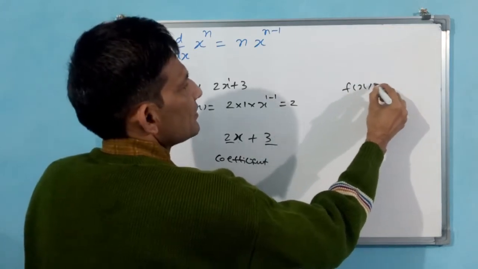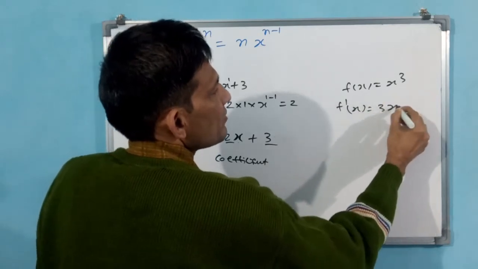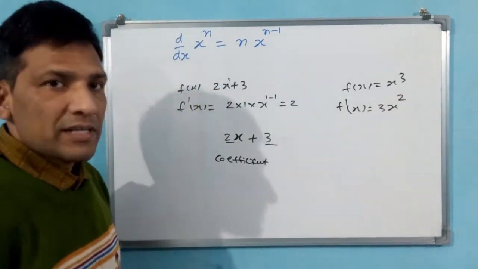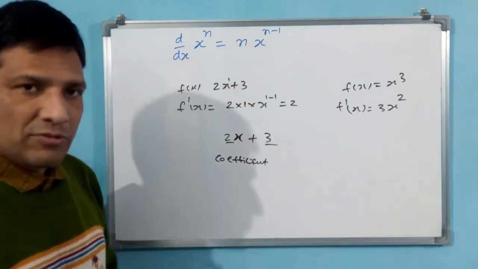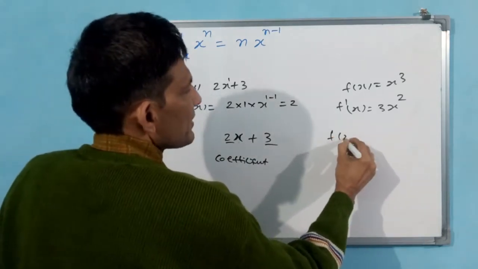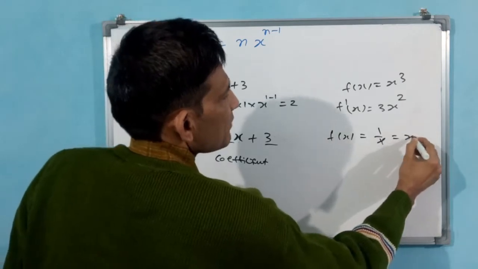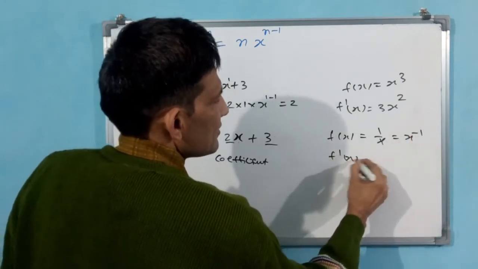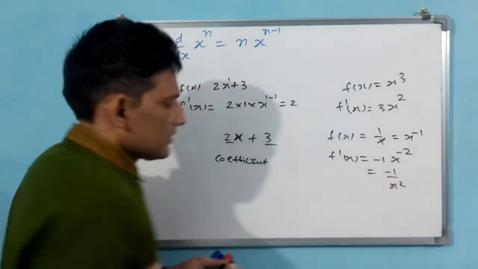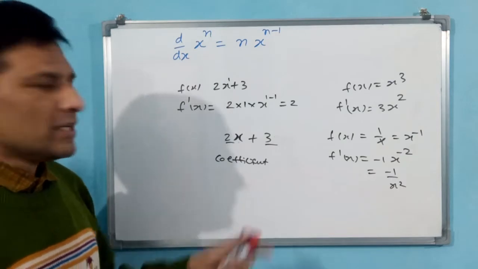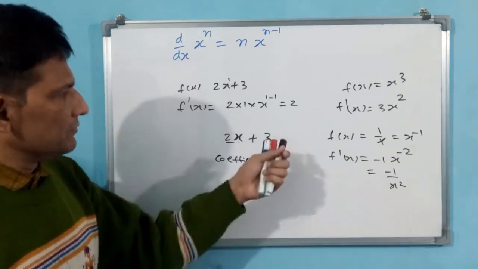See one more, x cube. Say f of x is equal to x cube, then f dash x is equal to 3 into x square. See, n into x power n minus 1. N minus 1 has to strike immediately in your mind. If f of x is equal to 1 by x, then you can write it as x power minus 1. Then f dash x is equal to minus 1 into x power minus 2, that is equal to minus 1 by x square. That's all.